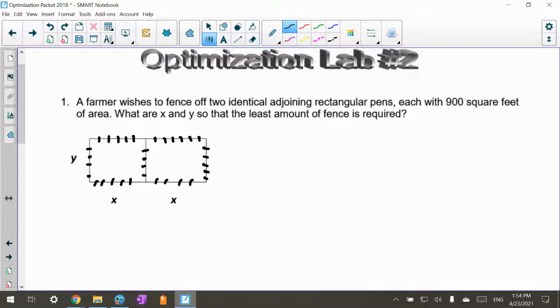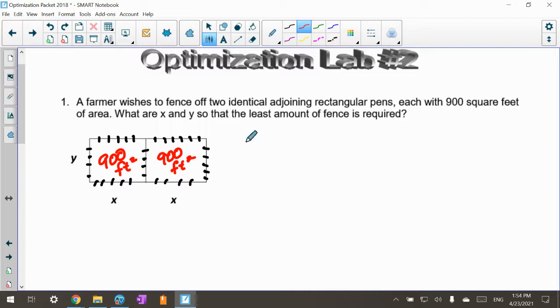This is for my Calculus 1 Optimization Lab number 2, and I'm going to do a couple problems on here. My first picture is a farmer who wishes to fence off two identical adjoining rectangular pens, each with 900 square feet of area. So this is 900 square feet, and this is 900 square feet of area. What are X and Y so that the least amount of fence is required? Everything's going to be in feet.